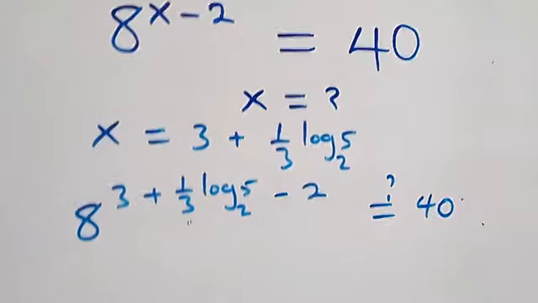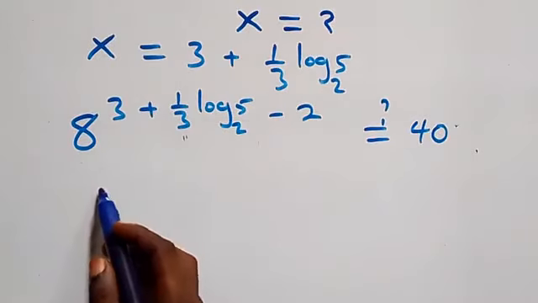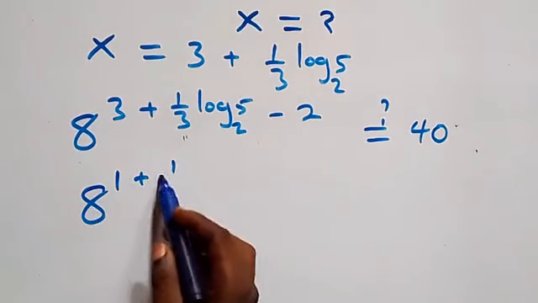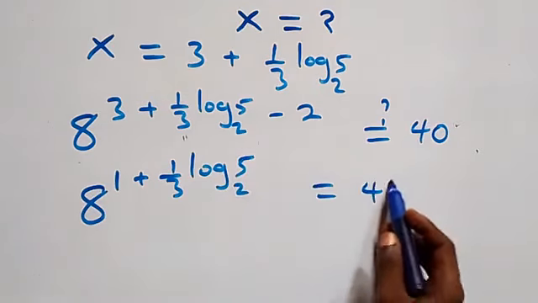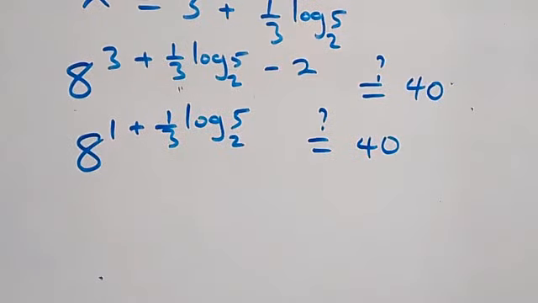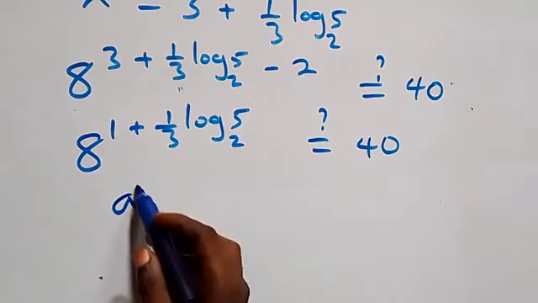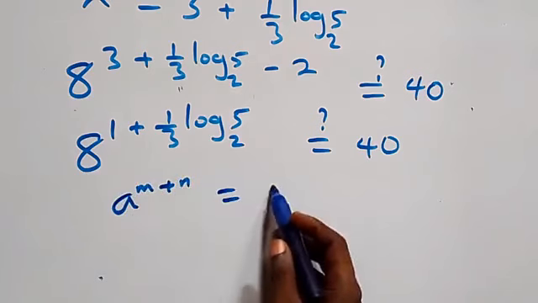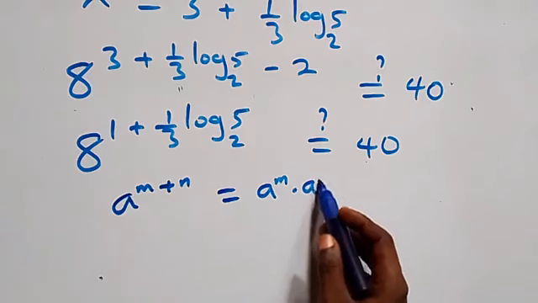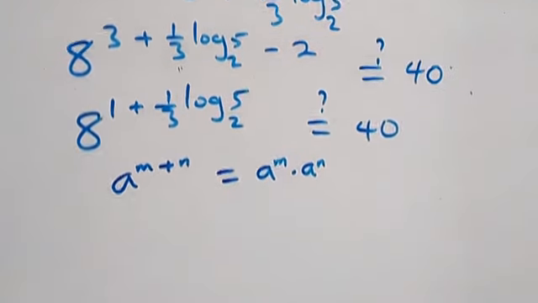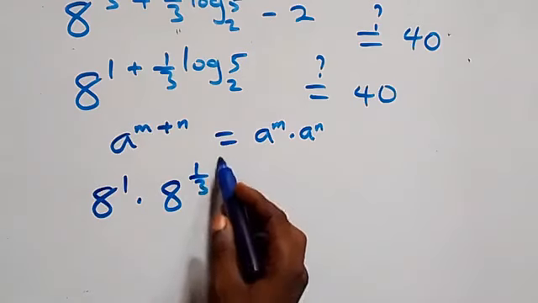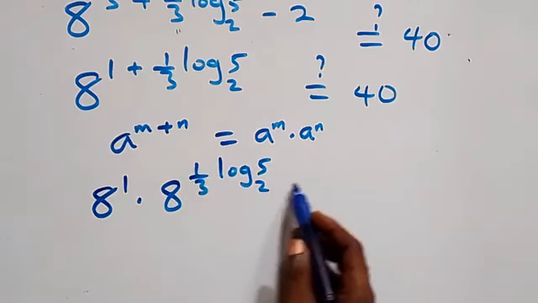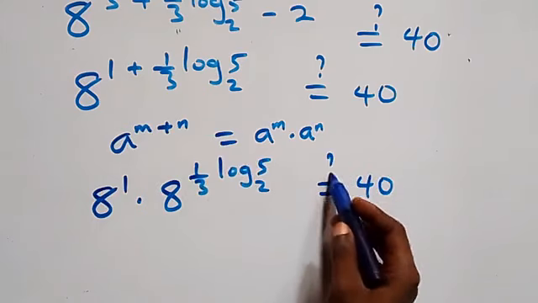That is, we can bring 3 minus 2 together, that's 1. So we have 8 raised to power 1 plus 1 over 3 log 5 base 2 equals 40 on this side. And from here, we can rewrite this from when we have a raised to power m plus n, which is same thing as a raised to power m times a raised to power n. Then what we have here becomes 8 raised to power 1 times 8 raised to power 1 over 3 log 5 base 2 equals 40 from here.